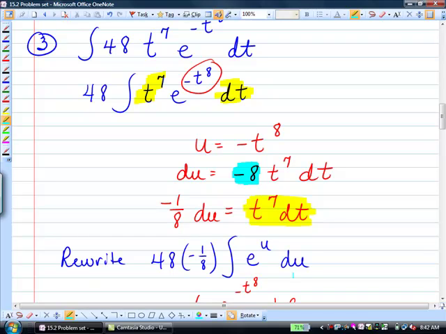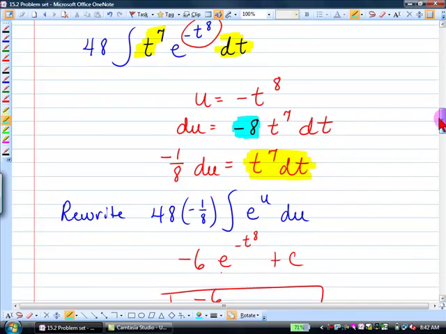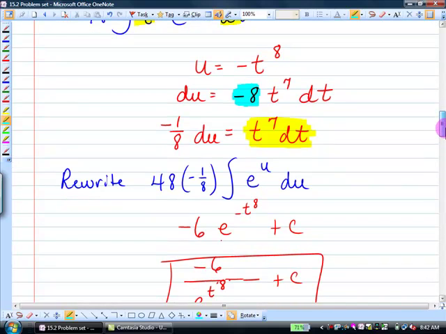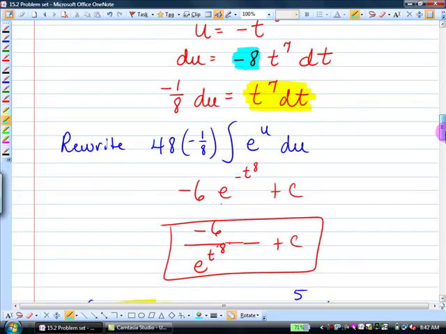Questions? When you come up with a number here that's not matched, you've got to divide through by it, and then it can go on the outside of the integral. So 48 times negative 1/8 is negative 6. And the integral of e to the u is e to the u. So we end up with that.